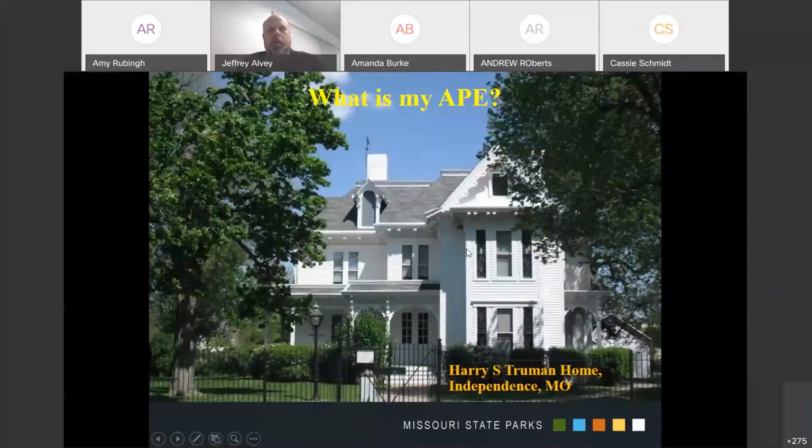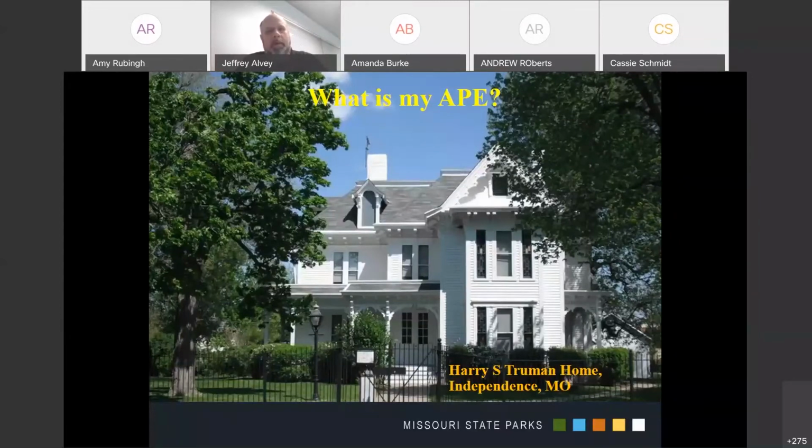So let's go through a couple of little thought experiments here and think about, in these couple of examples, what is my APE? We recognize a property like this as a classic historic property, something like the Harry S. Truman home in Independence, Missouri. And as I mentioned earlier, it's very obvious when we think about any project that's going to lead to directly impacting this house, something that's going to lead to the replacement of the windows, or is going to affect it in any way directly.